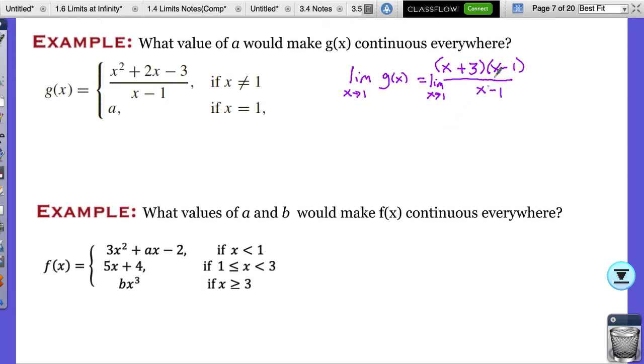Since that numerator factors and one of those factors is what's in the denominator, inside the limit, the x minus 1 can cancel out. And so if we were to plug 1 in now, you would just get what? 4. And so we could find the value and say a has to be 4. And so we're going to just put equals 4, and we also have to put limit for that too.